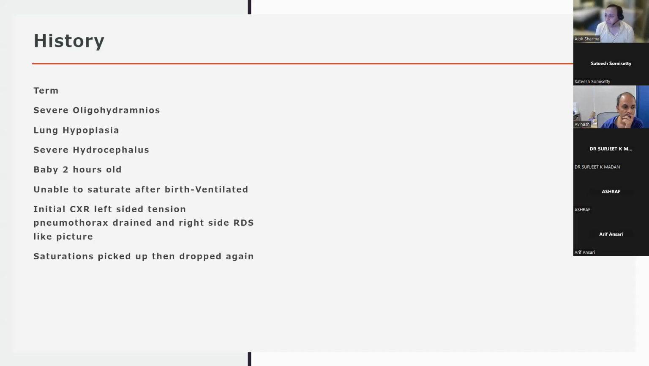Pre and post ductal saturations are similar, the same. They're 50% now on both sides. There are no heart murmurs to be heard. And transillumination at this particular point shows left-sided transillumination. The baby's quite edematous. You know, he's got severe hydrocephalus. It's a little bit tricky with transillumination.